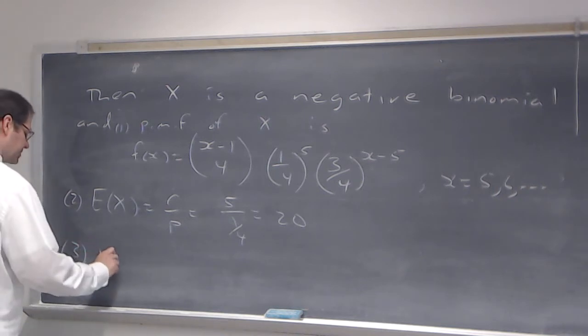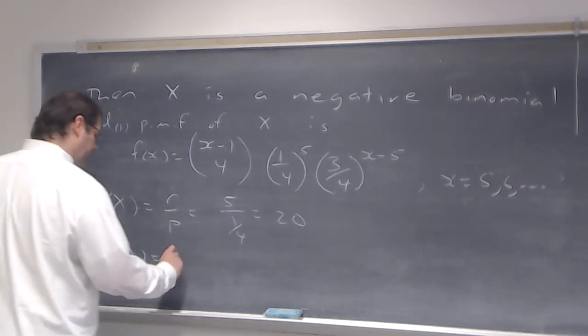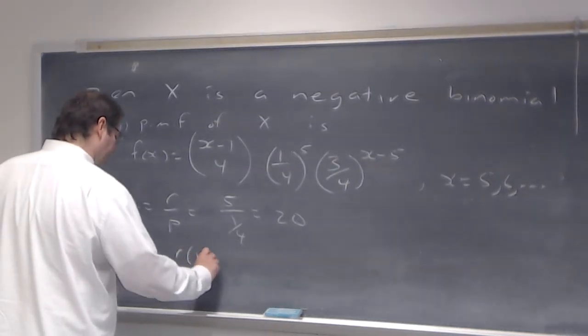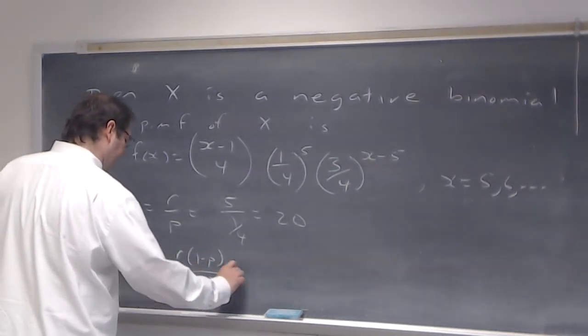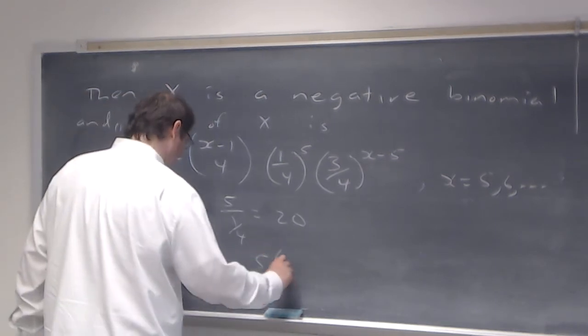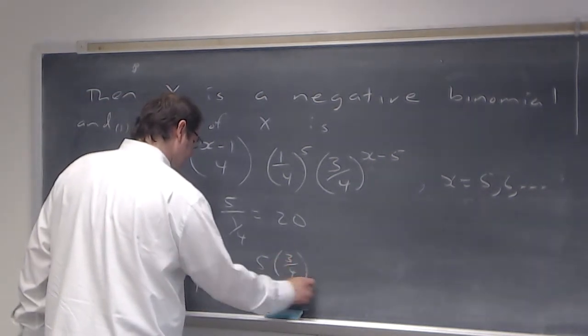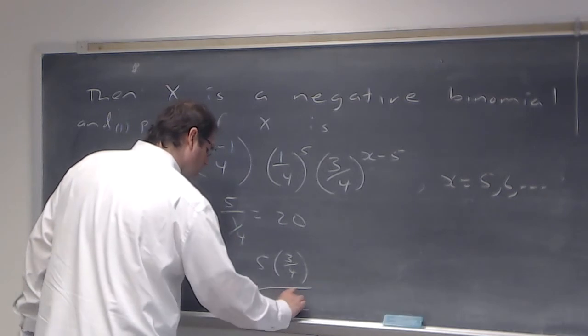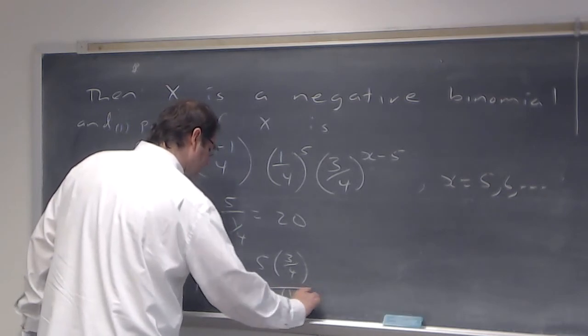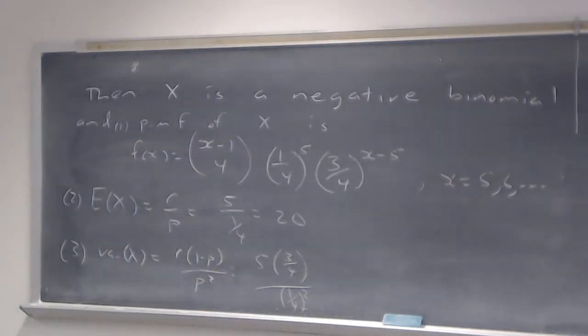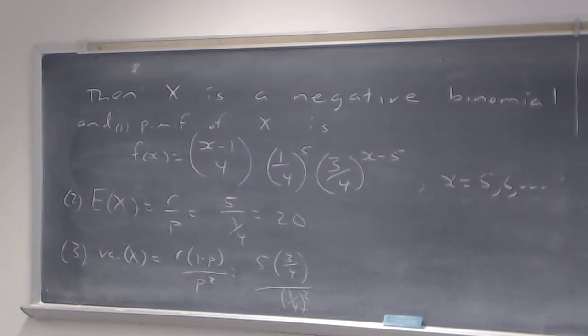Third, the variance of x, well, that was r times 1 minus p over p squared. That ends up being 5 times, in this case, 3/4 times 1/4 over 1/4 squared, whatever number that is. So that's just an example of a negative binomial random variable. I didn't go through the details of why its characteristics are what they are, but I just wanted you to be aware of them.